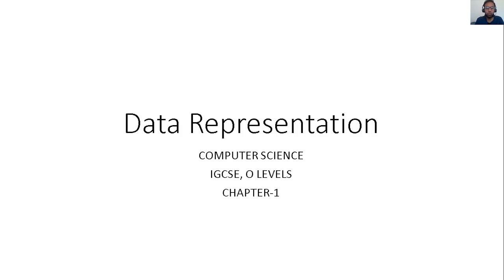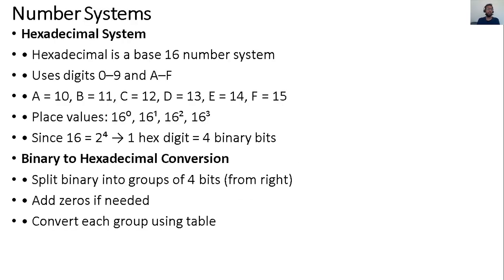That's our lecture 2 for the first chapter, data representation, IGCSE O levels. Let's start the lecture. In the last lecture, we studied the decimal and binary number systems and their conversions. This time, we are going to do hexadecimal and its conversion into binary, binary conversion into hexadecimal, and hexadecimal to denary conversion. Let's start.